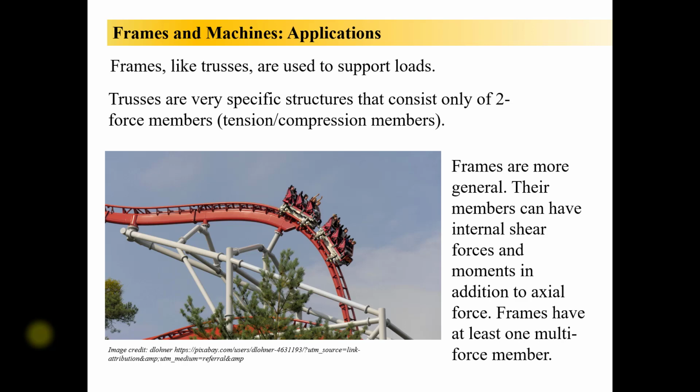In general, we have frames. Their members can have internal shear forces and moments in addition to those axial forces, which means they're just much more complicated. So kind of by definition, frames have at least one multi-force member. Okay, and all we're saying by that is if a truss is defined as something that has only two force members in it, then a frame has to have at least one multi-force member in it, otherwise you could look at it as a truss. So frames are just more general in nature than a truss.